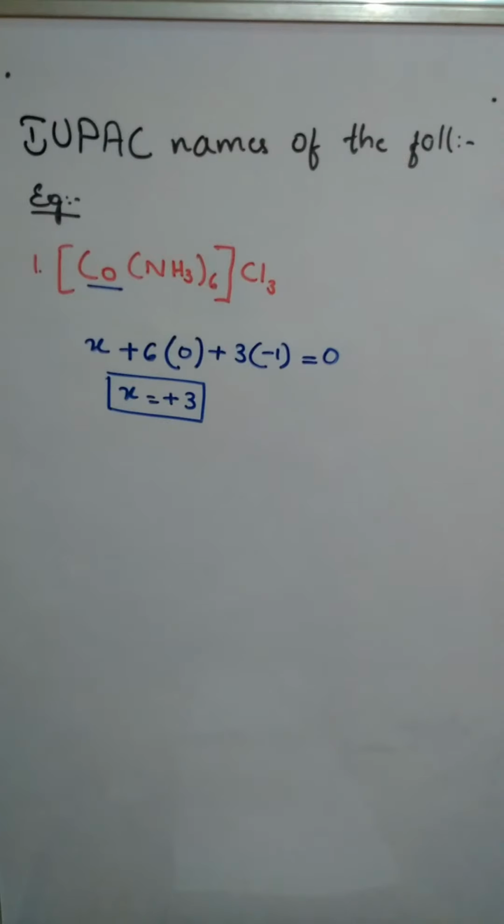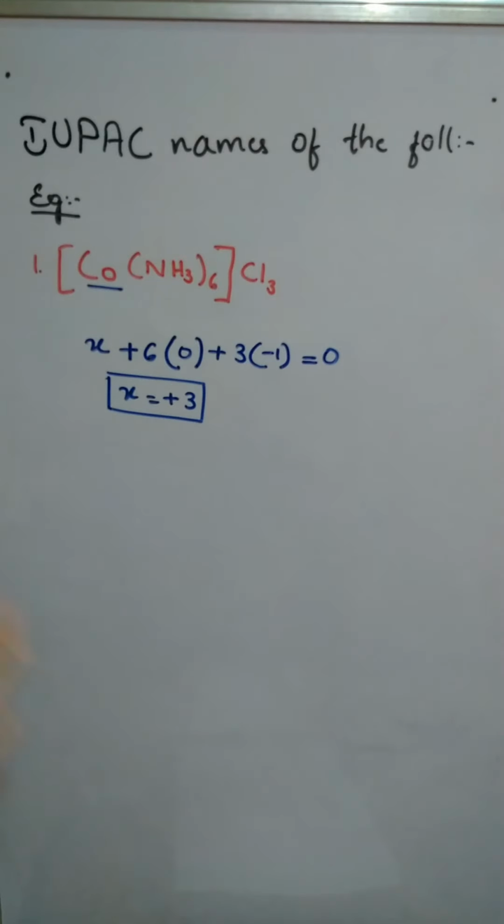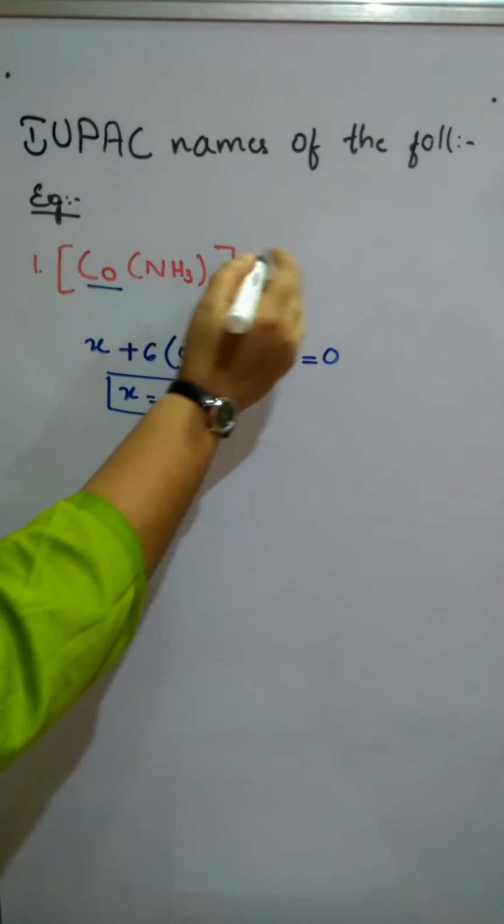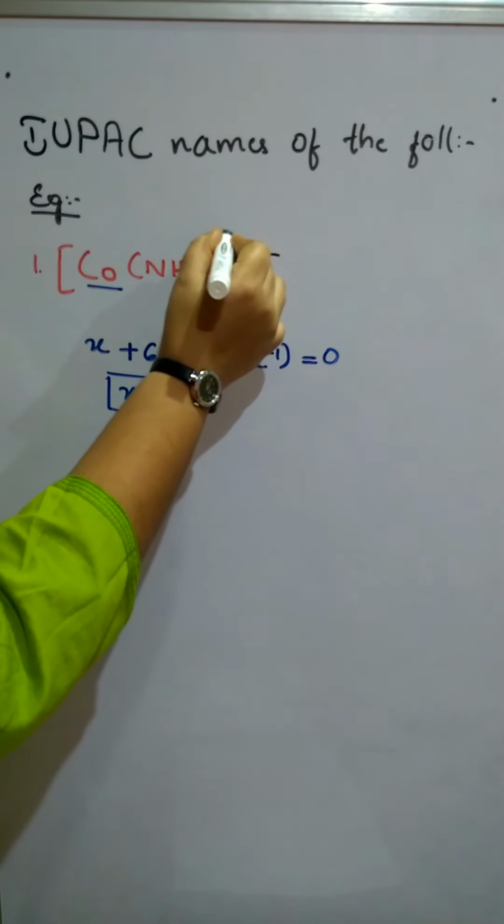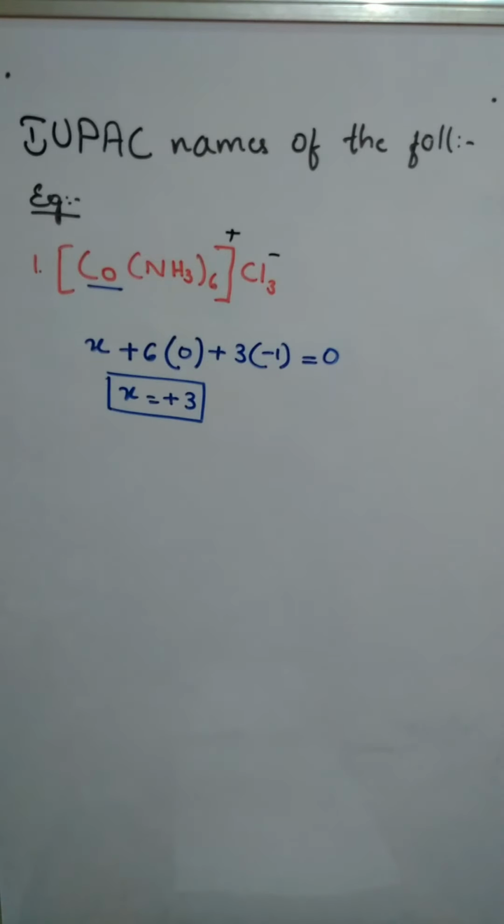Now we shall move on to start writing the names. In this, we first need to check whether the complex is anionic, cationic or neutral. Cl is negatively charged, which means this should be positive. So it is a cationic complex. For the cationic complex, already we have written the trick, and we have discussed the trick also.